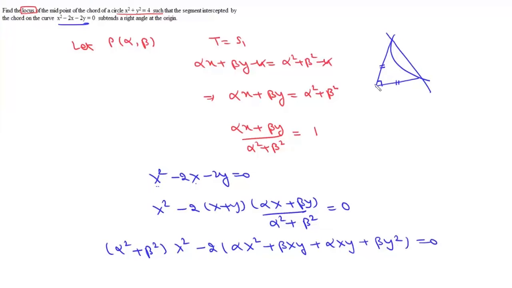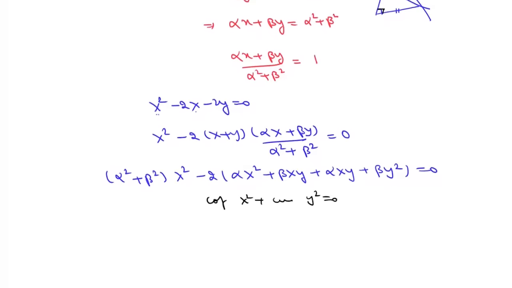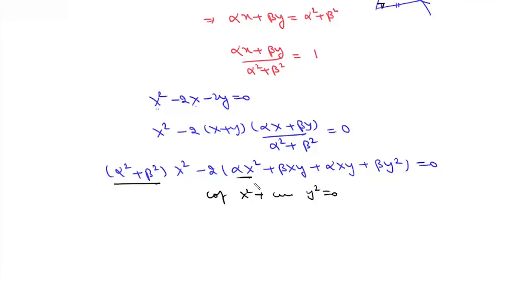Now since this pair of straight lines is perpendicular, that means the coefficient of x square plus the coefficient of y square must be 0. Now the coefficient of x square is this term and this term, so it will be alpha square plus beta square minus 2 alpha, and plus the coefficient of y square, which is simply minus 2 beta, equals 0, and that's the required locus.